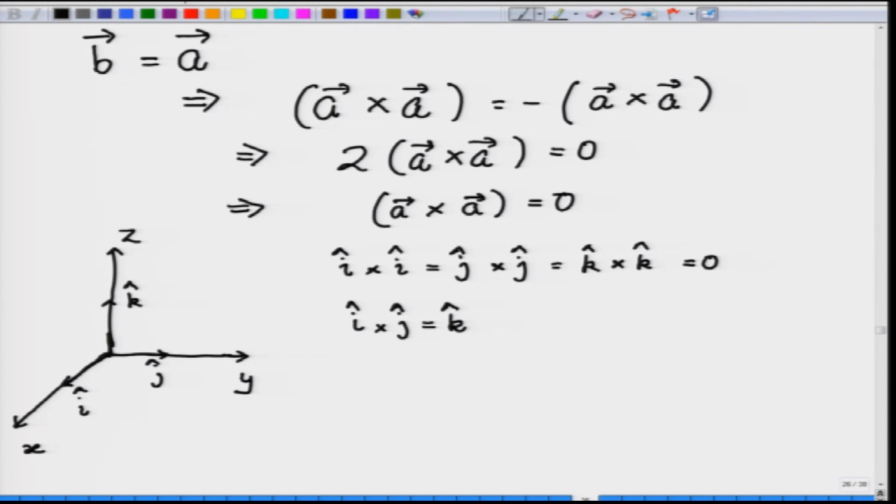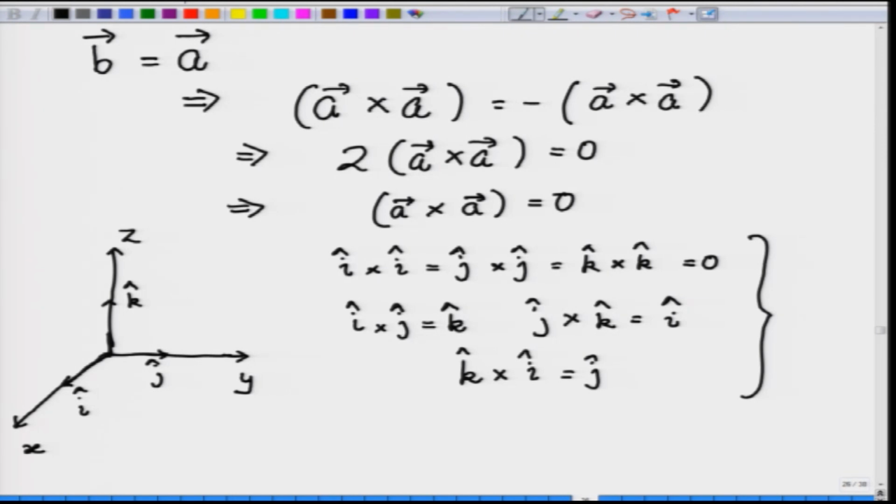Similarly, if I have j cross k, so again if my eye is on the x axis and if I move the vector from j to k, if I rotate from j towards k, then I am rotating the whole system in an anticlockwise direction. So, the i vector will move towards me. So, I will have j cross k as the i vector and I will have k cross i as the j vector. This is a beautiful simple setup. I think this is something you should always remember, because this can be used in many places.